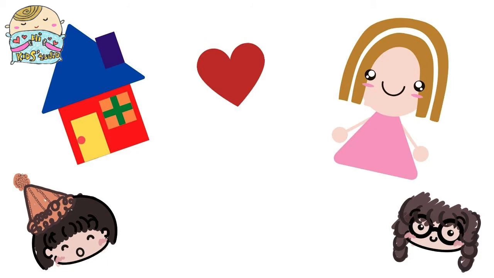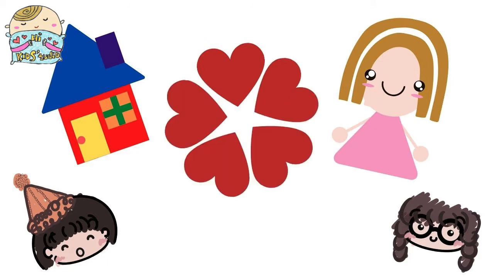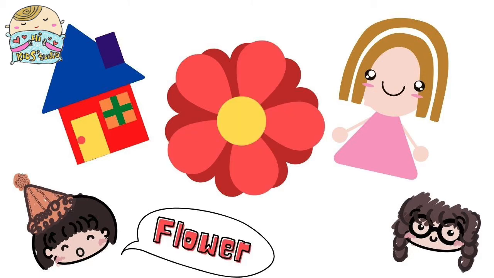How about a heart? Let's put 4 more hearts around this. Okay, guess what are we drawing? Let's do a raindrop shape. Let's put 4 more around and a circle in the middle. Ta-da! You get a flower.